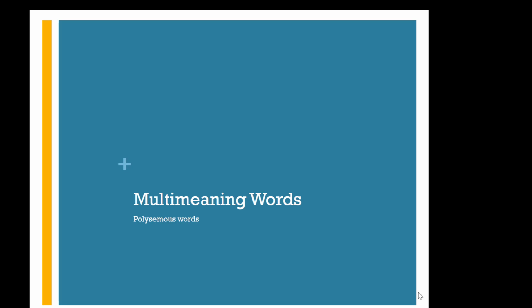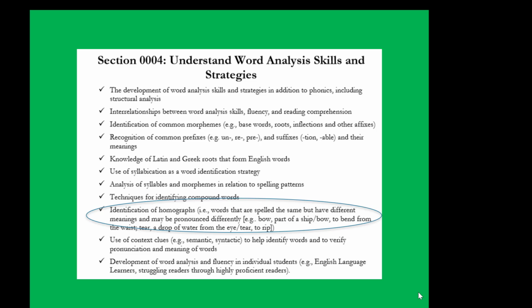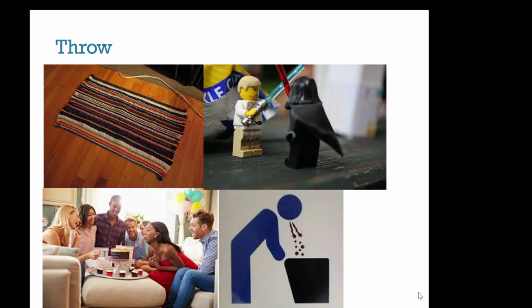For the topic of multi-meaning words or polysemous words, the whiteboard includes a focus on homographs, or words that are spelled the same but have different meanings and may be pronounced differently. Bow, like part of a ship, or bow, to bend from the waist. Tear and tear, for example.